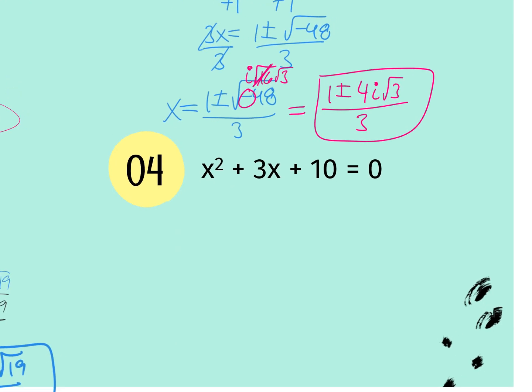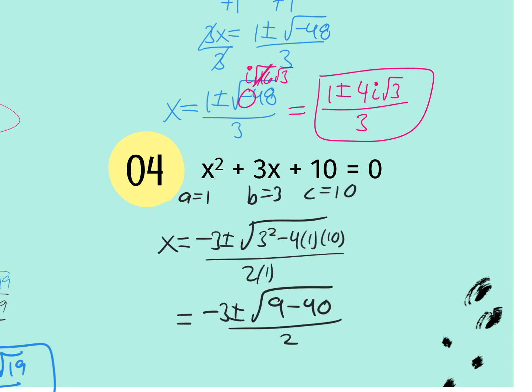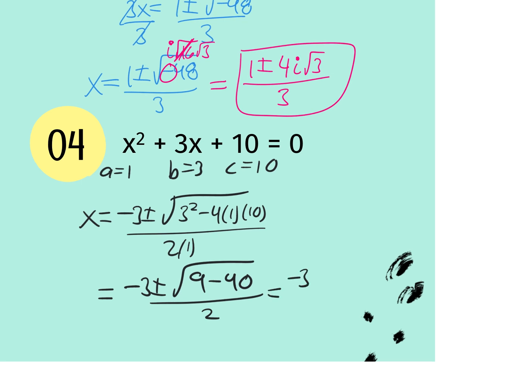All right, this next one we can do the exact same thing with. It looks like a quadratic equation in standard form, so I'm going to label a = 1, b = 3, and c = 10. So I'm going to get x = negative b, so −3 ± the square root of b², 3 squared, minus 4ac, 4 times 1 times 10, over 2a, so over 2 times 1. That's going to get us −3 ± the square root of 9 − 40 over 2. 9 minus 40 is −31, so the square root of −31 over 2.